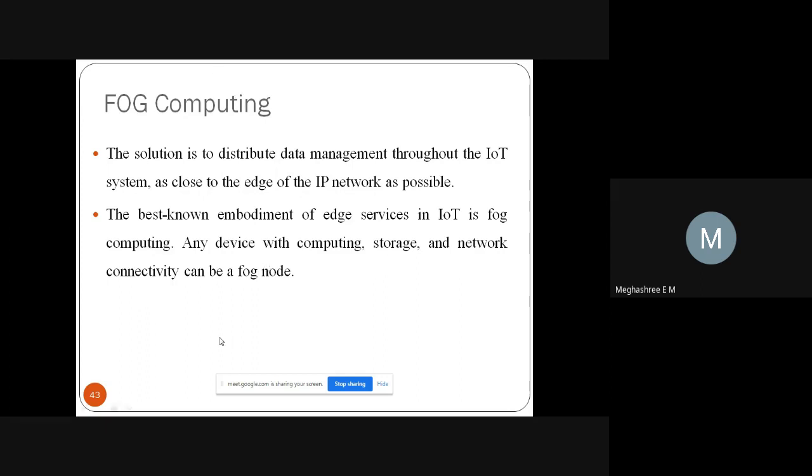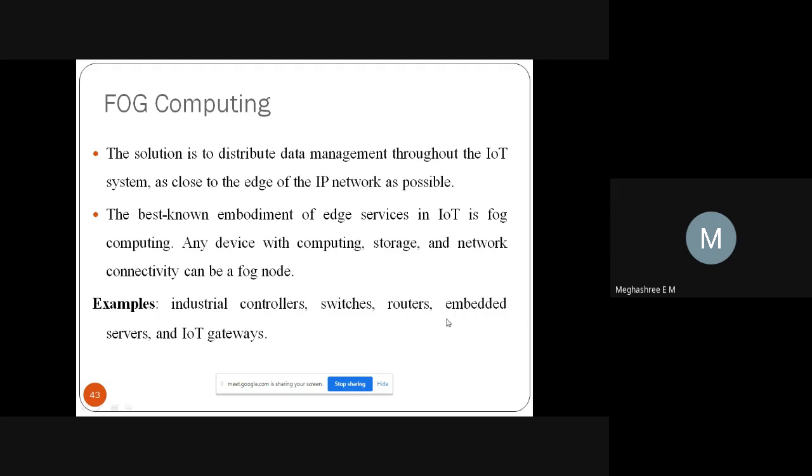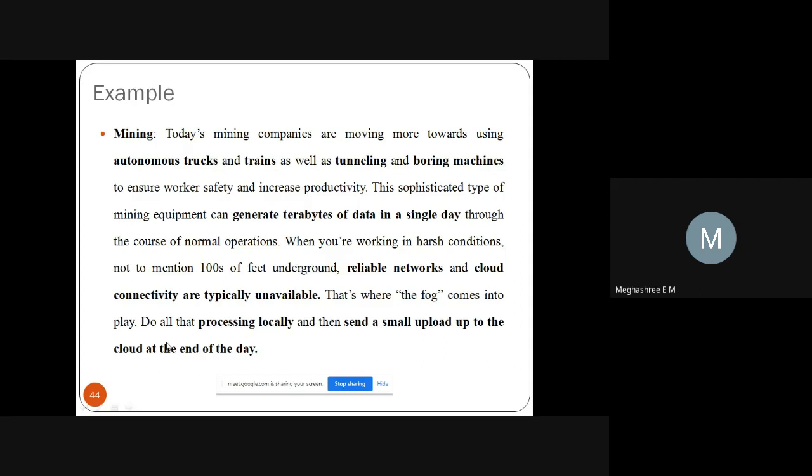Any device with computing power, storage, and network connectivity can be a fog node. Examples where fog computing is followed are industrial controllers, switches, routers, embedded servers, and IoT gateways. So let's see an example now.